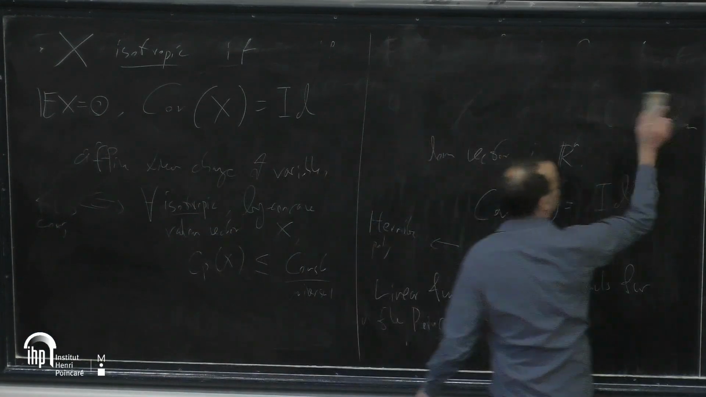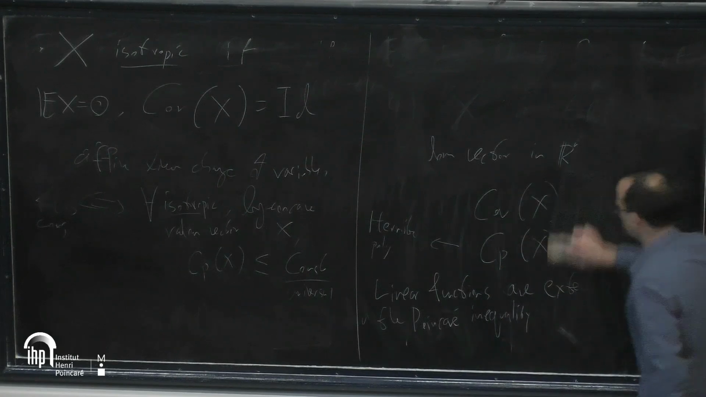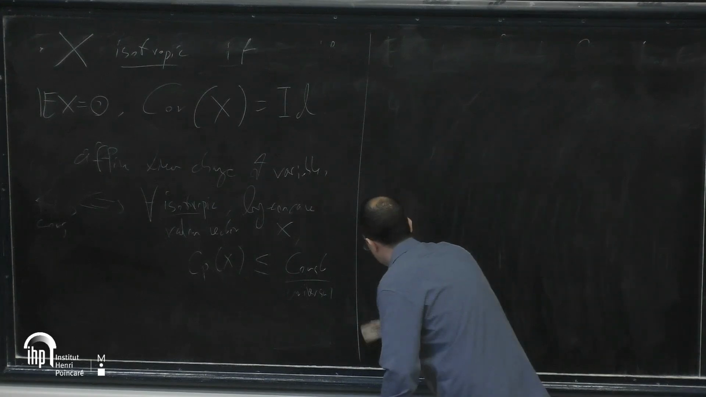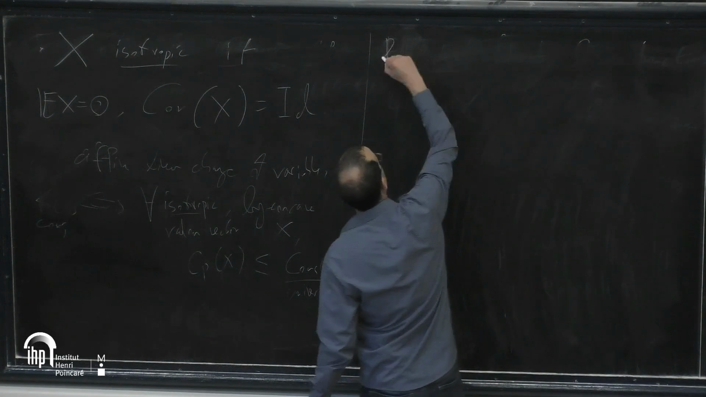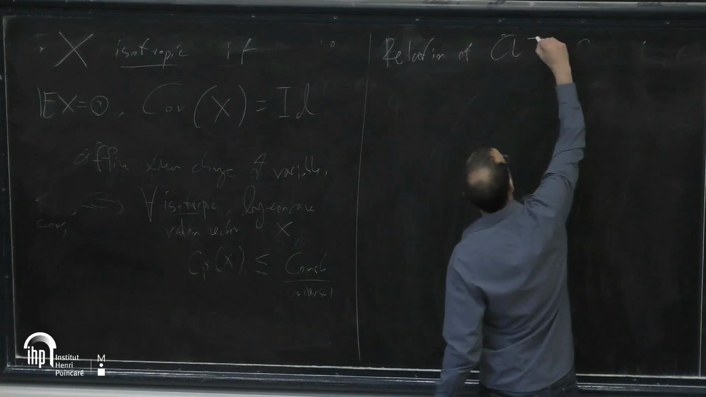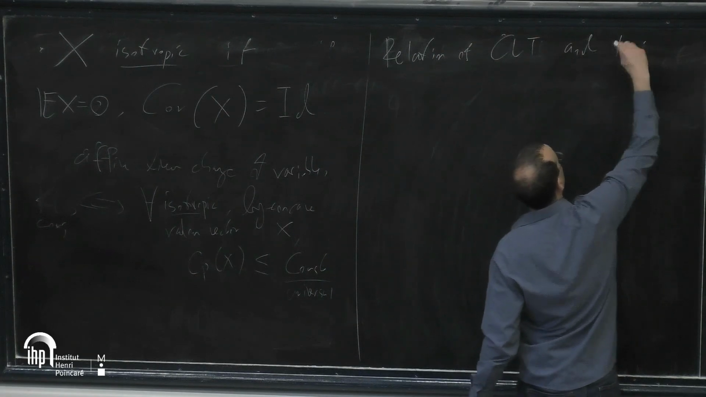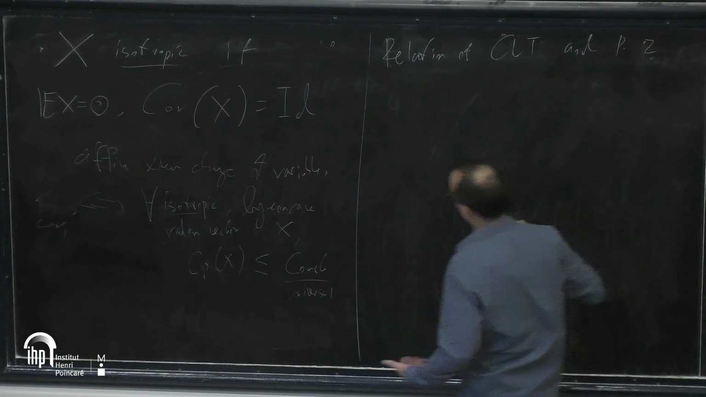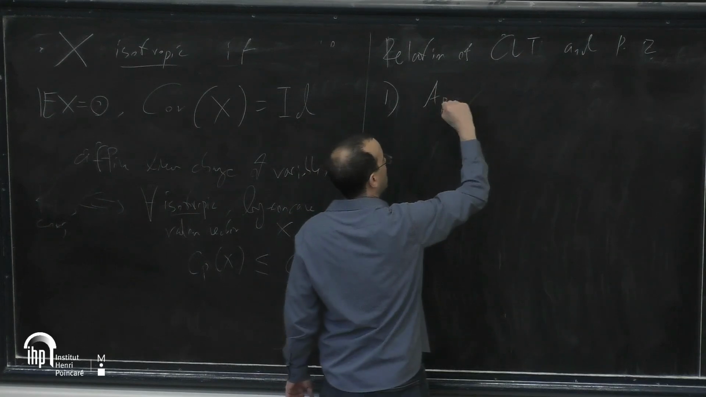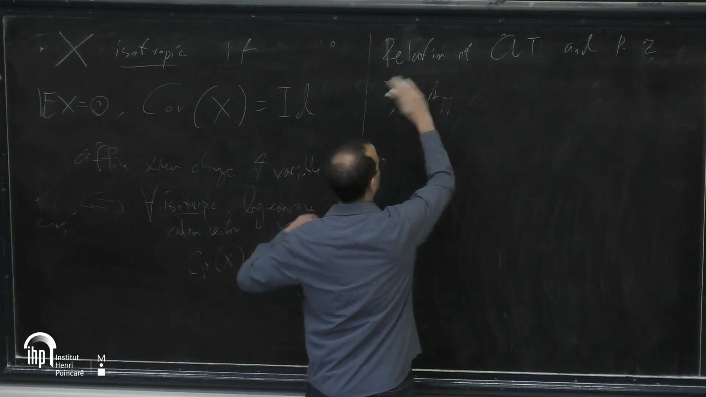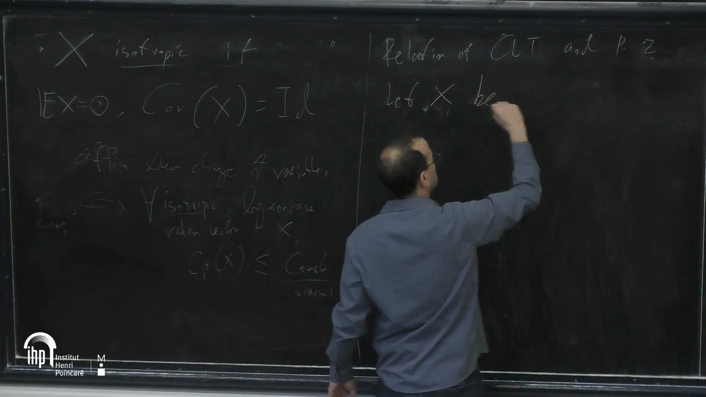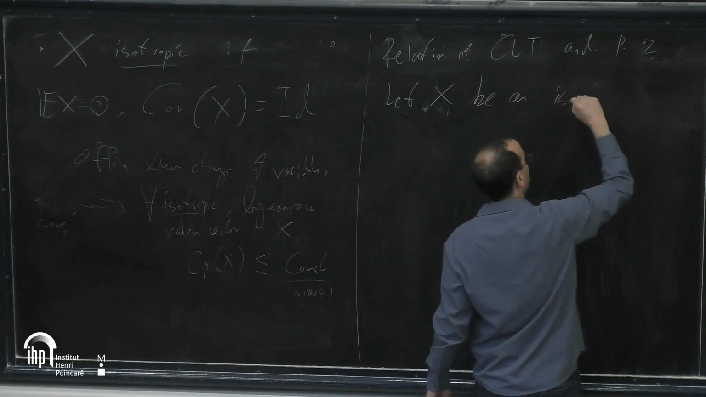Now, what is the relation of the Poincaré inequality to the central limit theorem? So it is done in two steps. So we start, let's say that we start with an isotropic random vector, not log concave. An isotropic random vector in Rn.